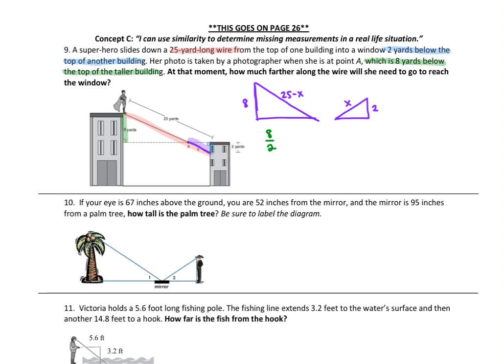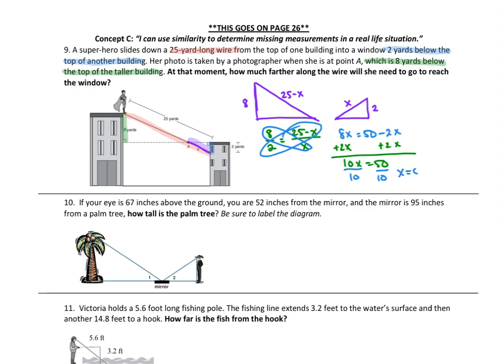It's just going to be 8 over 2 equals 25 minus x over x. And then we can cross multiply. So 8 times x is 8x. And then 2 times 25 is 50. And then 2 times negative x is negative 2x. Now we're going to add 2x to both sides. So 10x equals 50. And then divide by 10.